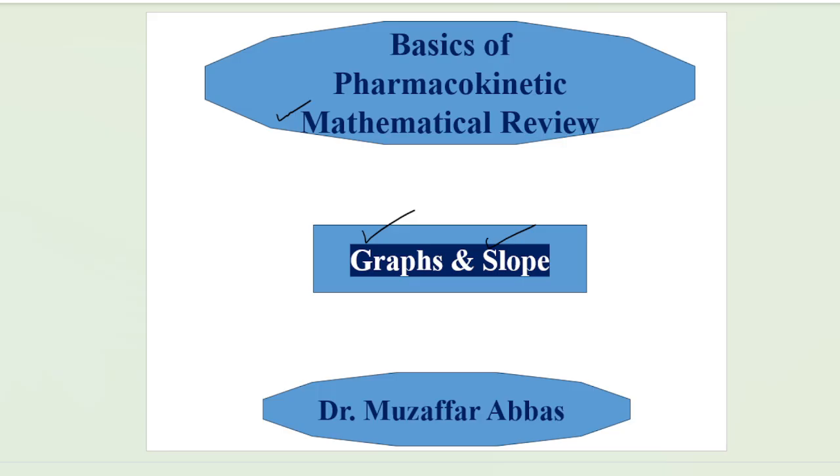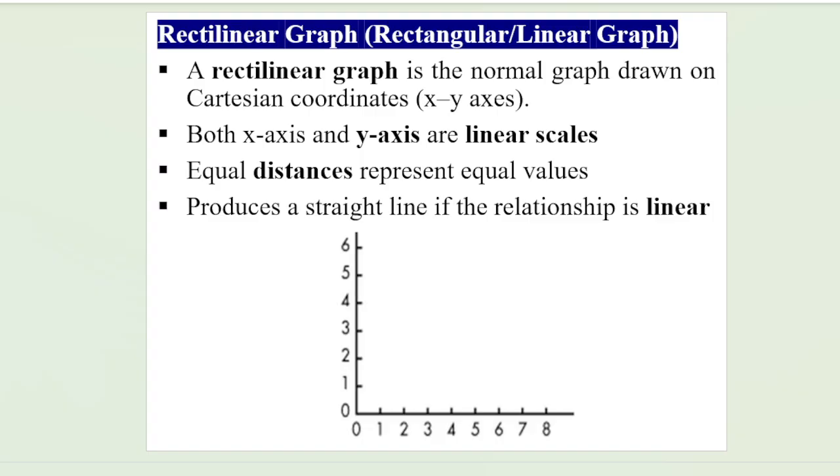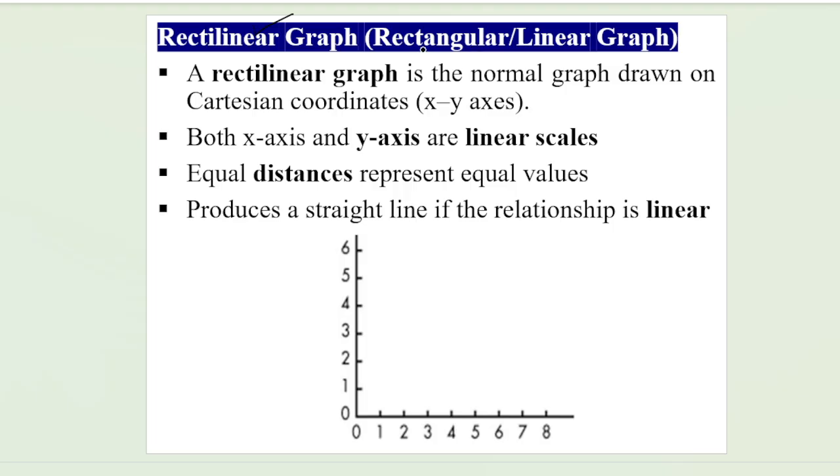So let's move to the first slide. We have two types of graph. One is called the rectilinear graph. This is also called the rectangular graph, and it is also known as the linear graph. इसको linear graph भी हम कहते हैं. In the case of the rectilinear graph, this is a normal graph.